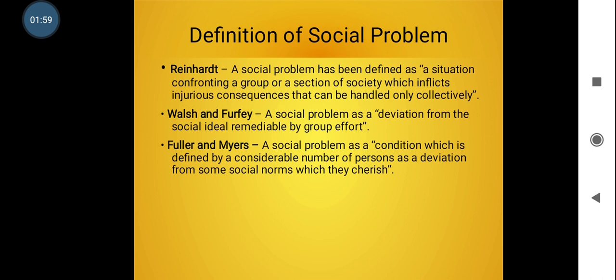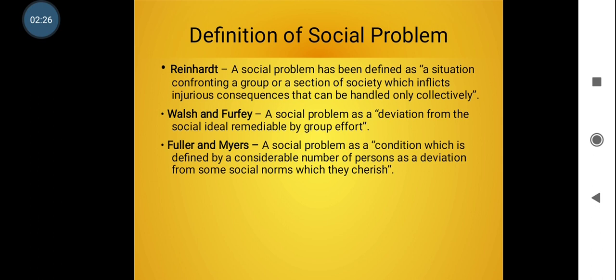Next is the definition of a social problem. Reinhardt defined a social problem as a situation confronting a group or a section of society which inflicts injurious consequences that can be handled only collectively. Another pair of authors, Walls and Farfay, defined a social problem as a deviation from the social ideal, remediable by group effort.